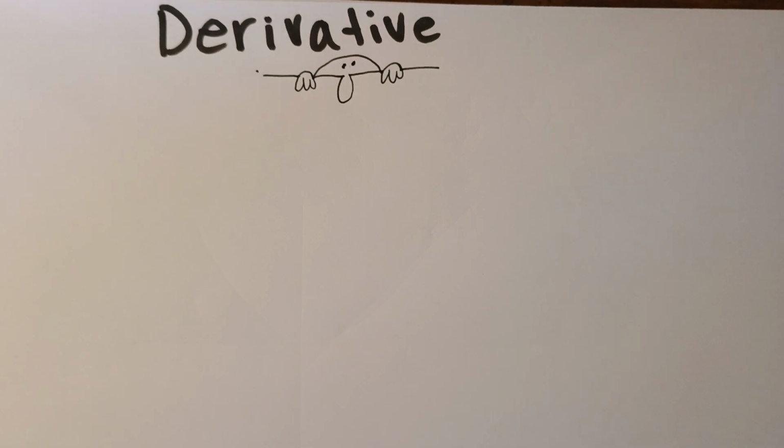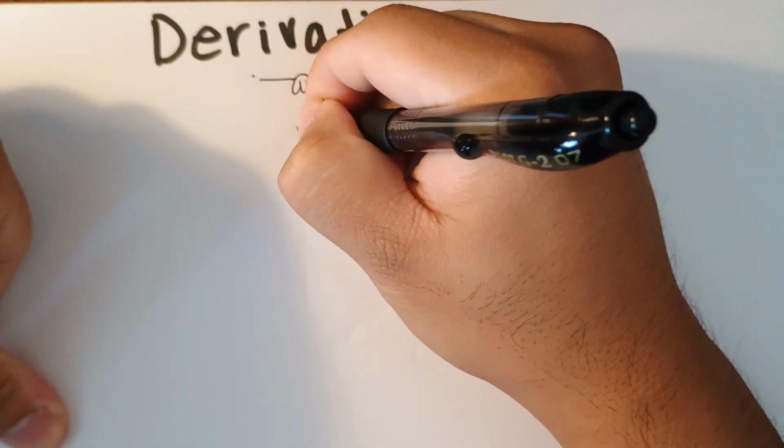Hopefully you know how to find the slope with 2 points. Okay. So you have y, right?